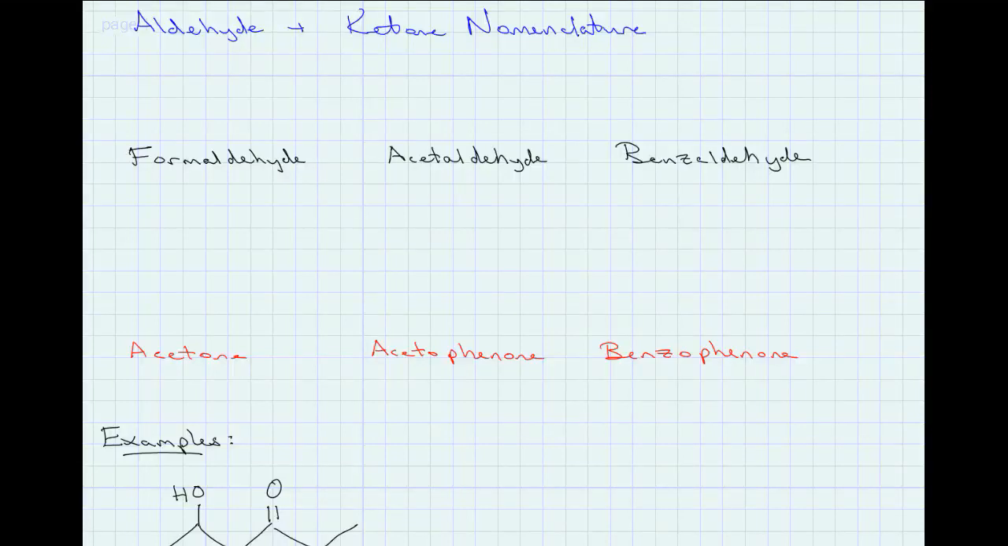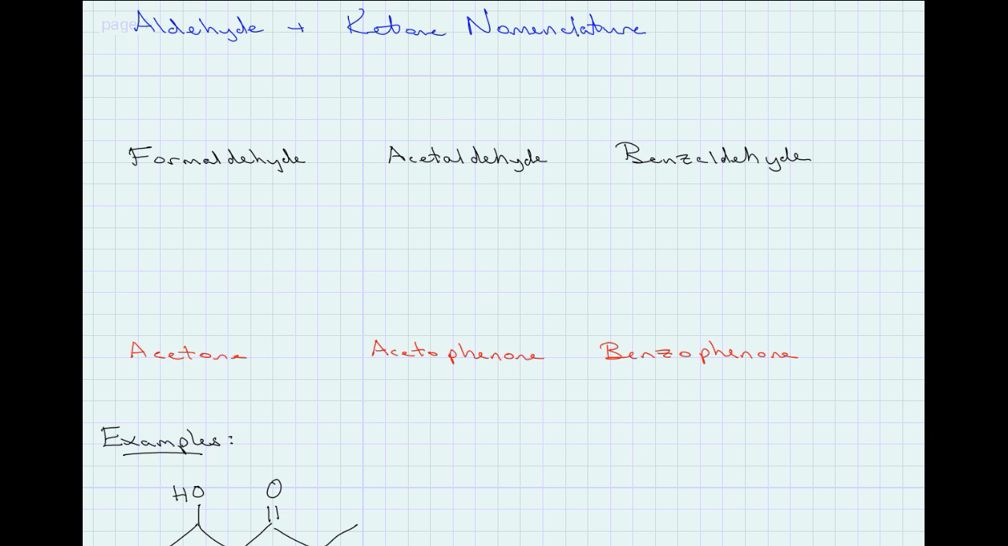Let's take another look at aldehyde and ketone nomenclature. There are some common names that you're expected to know for Chemistry 3111. Some common aldehydes are formaldehyde, acetaldehyde, and benzaldehyde. These are just some common ones that we expect you to know.